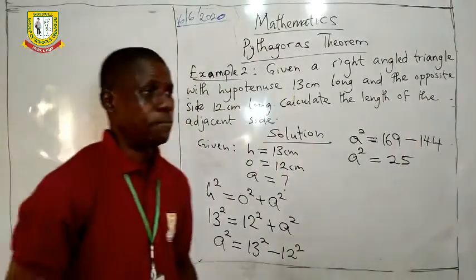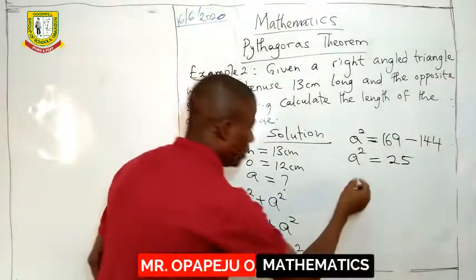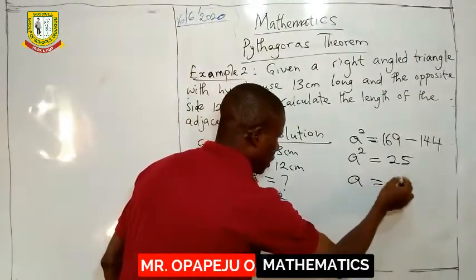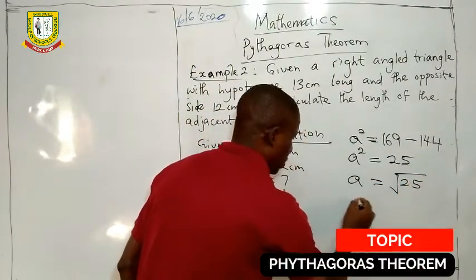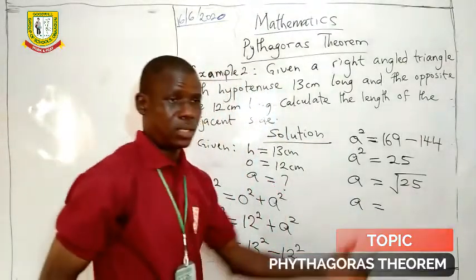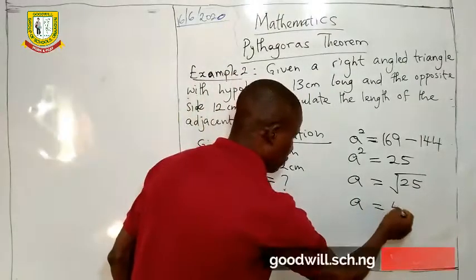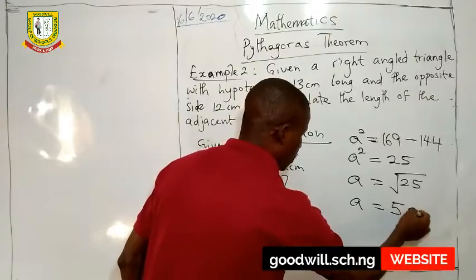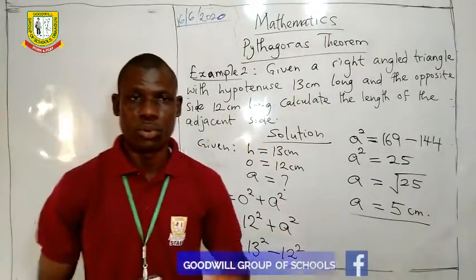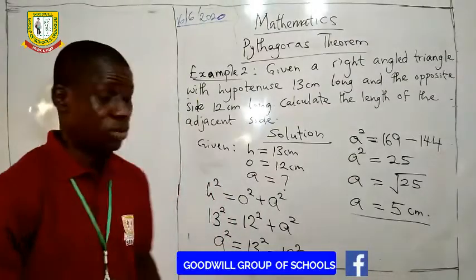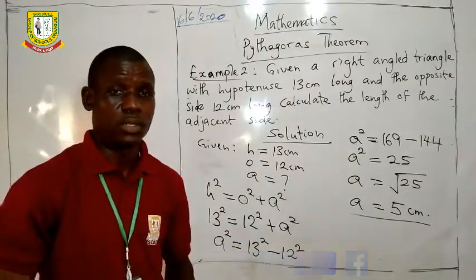Now from here we have to find the value of the adjacent by taking the square root of 25, and our adjacent comes out as 5 centimeters. That is the simple solution to this question, and I hope this is very clear.